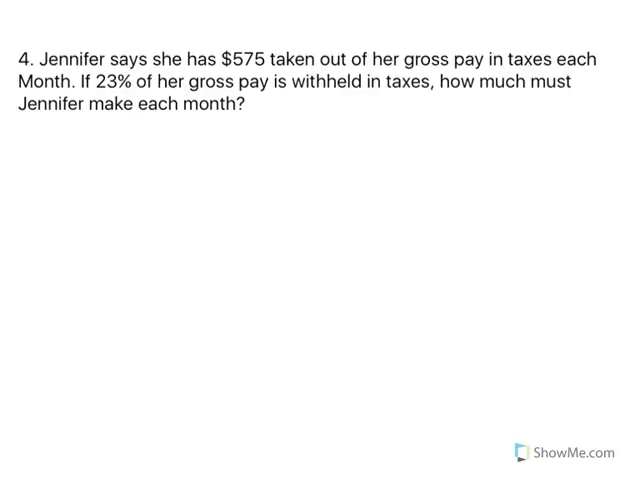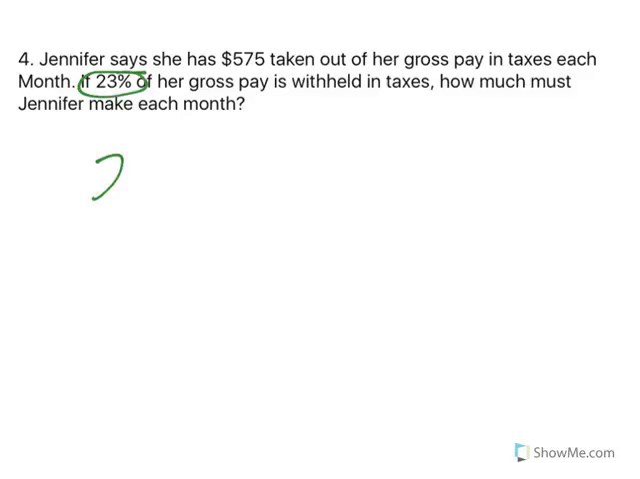Number 4. Jennifer says she has $575 taken out of her gross pay in taxes each month. If 23% of her gross pay is withheld in taxes, how much must Jennifer make each month? That really should say how much does she earn. If she's making her money, that's illegal. But we're splitting hairs.